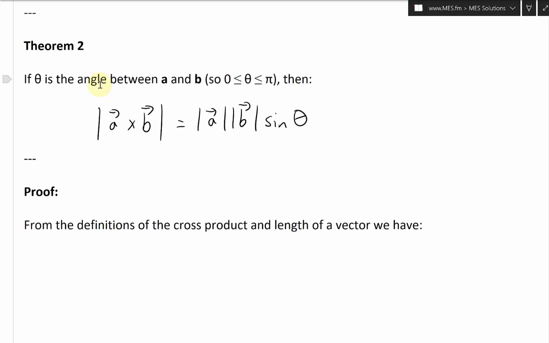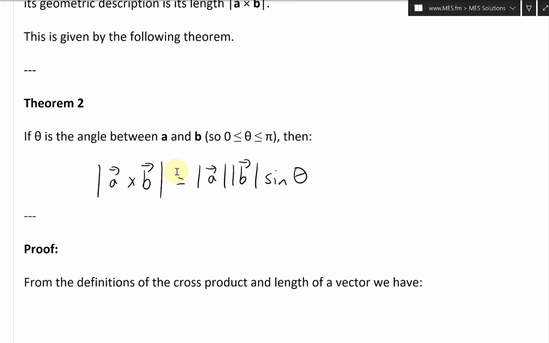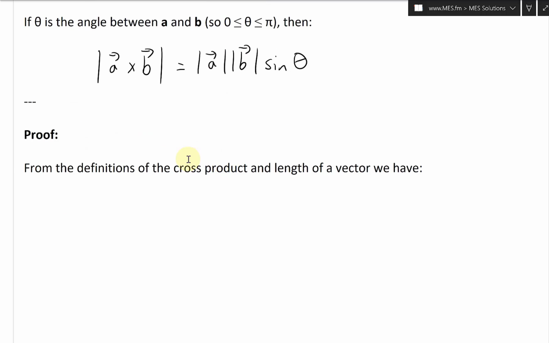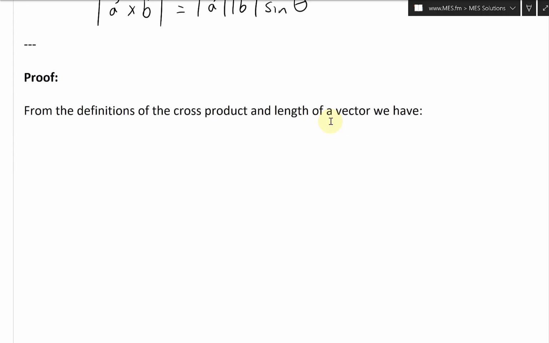Alright, now let's take a look at the proof of this theorem 2. The proof is quite extensive, just very tedious, but pretty straightforward. So let's just jump right in. From the definitions of the cross product and length of a vector, as in my earlier video, basically the distance length formula, let's just write this down.